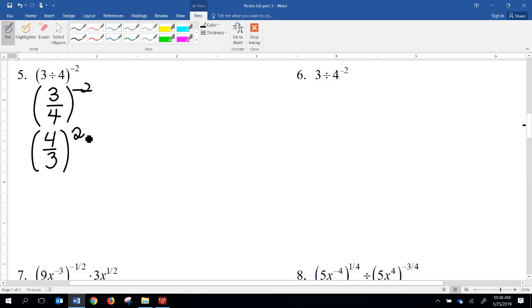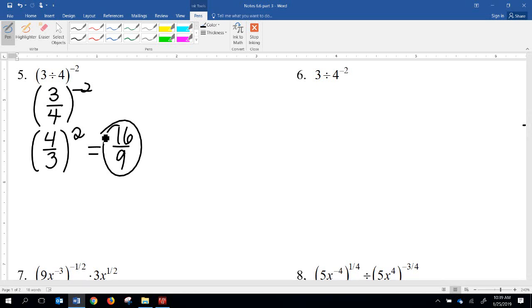Tom, what did you get? I got 16 over 9. That is correct. All right, everybody get that? Just flip it over and then square it. All right, so let's look at the difference between that and the next one. On the next one, it's going to be 3 and then divided by 4 to the negative 2. That does not change to a positive exponent. The problem is 3 divided by 4 to the negative 2. Okay, now I want you to simplify that. That's how you get started.